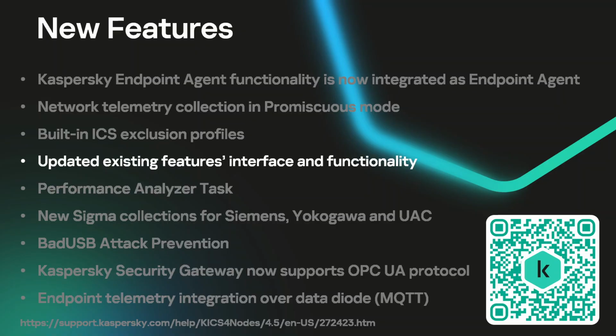New and updated component features. Added new Performance Analyzer task which simplifies performance optimization. Sigma rules collections were updated with new rule sets for industrial software and user access control. BadUSB attack prevention component allows to verify connected human interface devices. Kaspersky Security Gateway now allows to pass asset security status data to industrial systems over OPC-UA protocol.